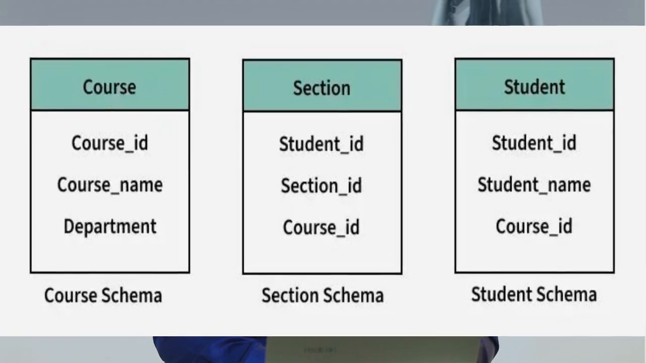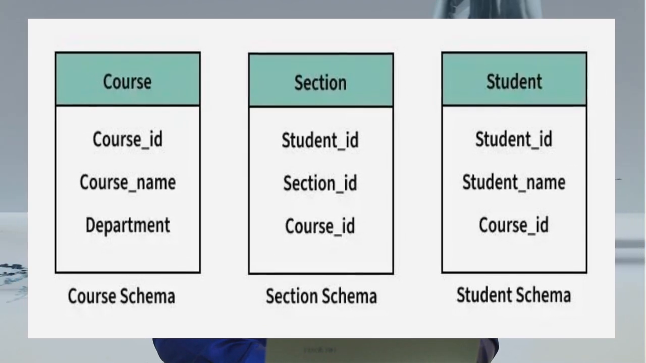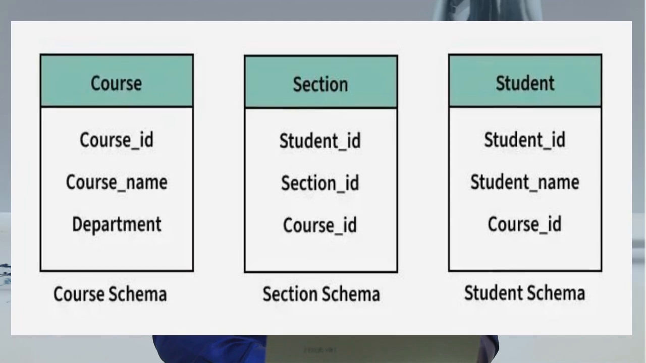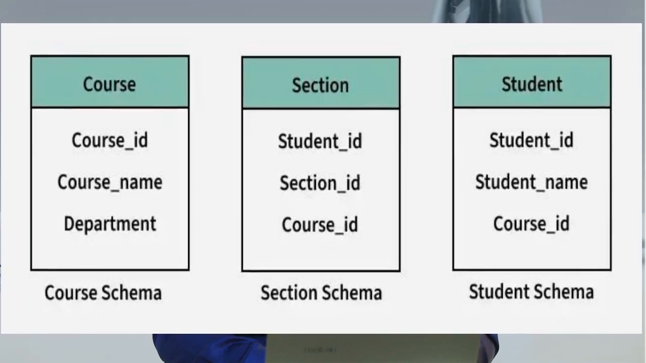A database schema specifies the names of relations along with the names and data types of their attributes. It represents the intension of the database, and it is defined during the database design phase. Changes to the schema are typically made only during maintenance.